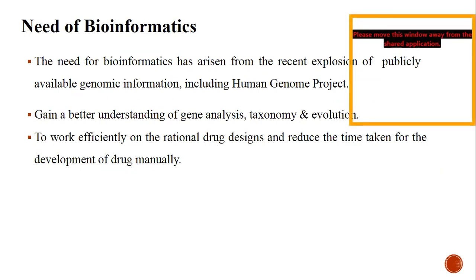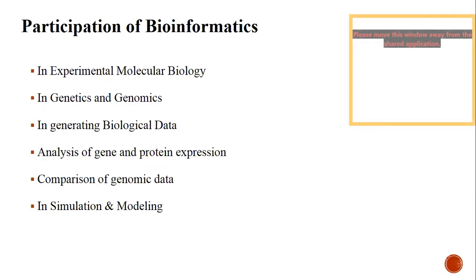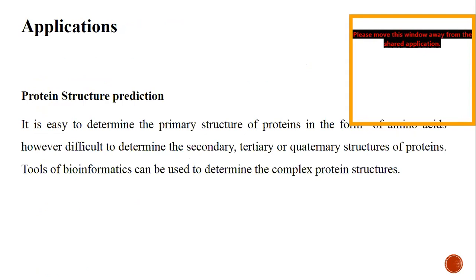The data available from the Human Genome Project: again and again we are revising the same concept, where to store it, how to retrieve it, where to use it, how to interpret it, and how to understand the biology in actual with the help of bioinformatics. There are major fields of bioinformatics: molecular medicine, gene therapy, and drug development. We discussed all of them. Bioinformatics participates in molecular biology, biochemistry, cell biology, protein expression level, gene expression level, genomics, proteomics, simulation, and molecular docking analysis.